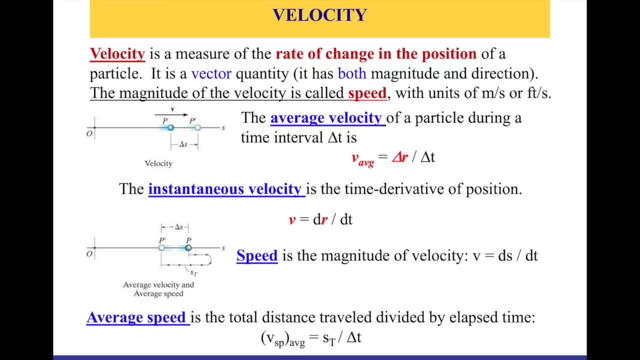Those are the most important quantities that we need to pay attention to in analyzing a particle moving in a straight line: velocity, average velocity, instantaneous velocity, speed, as well as average speed. We're going to solve a lot of problems in identifying these quantities.